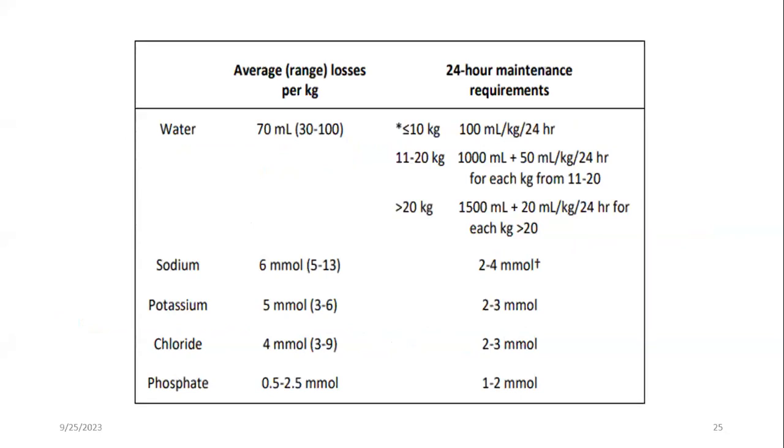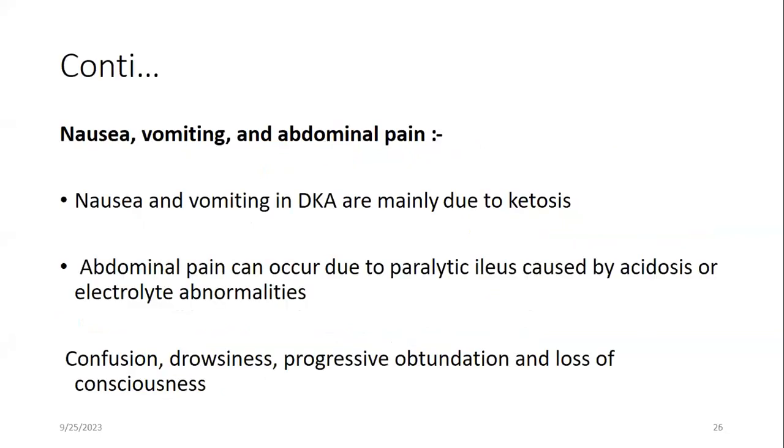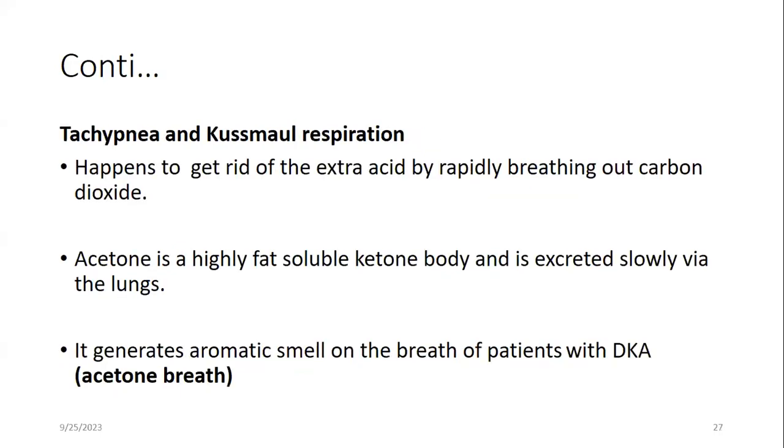This is a table showing the average losses of electrolytes per kg. So, nausea and vomiting and abdominal pain. Nausea and vomiting are mainly due to ketosis. Abdominal pain can occur due to paralytic ileus that is caused by acidosis and electrolyte abnormalities. When you have hypokalemia, you get paralytic ileus that will cause abdominal pain and a lot of vomiting. And these patients may actually present eventually with confusion, drowsiness, and progressive loss of consciousness.